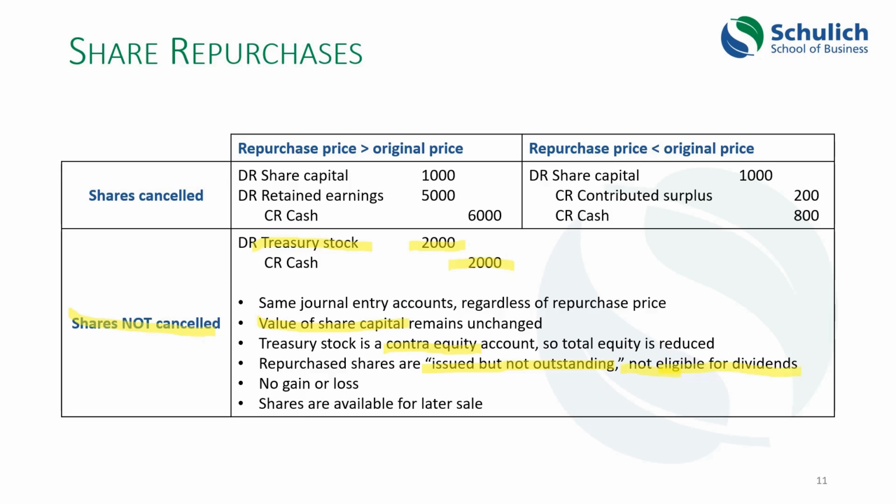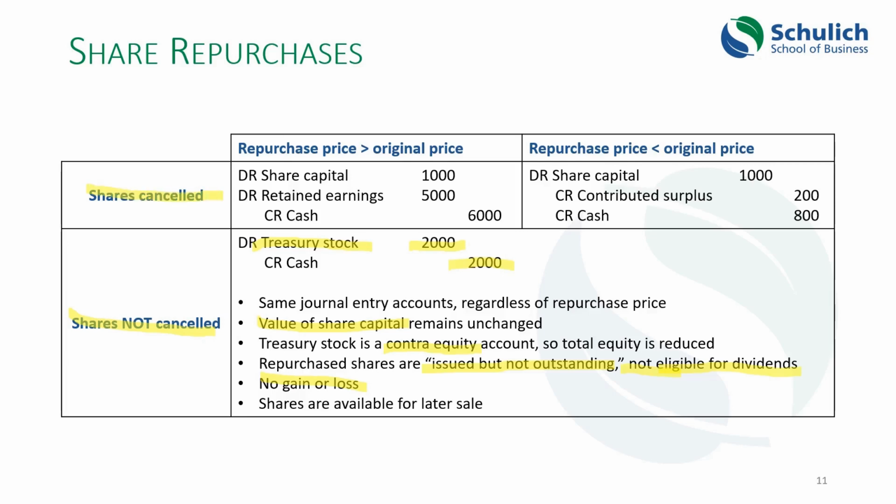So in this transaction, because the purchase price is not considered in relation to the original price that was paid, there's no gain or loss to worry about. It's just a simple journal entry as shown. And those shares then sit in treasury and they're available for later sale. But they're also available for later cancellation if the company decides to cancel them.